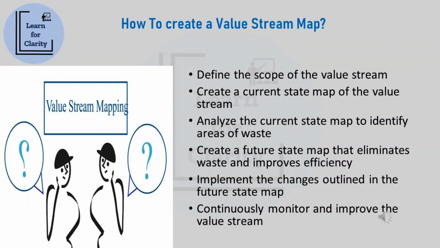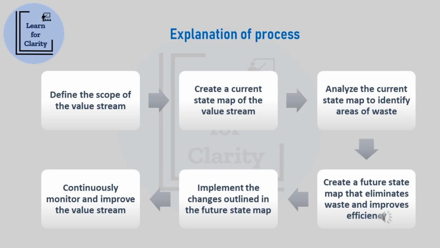To create a value stream map, you will need to follow these steps. Define the scope of the value stream. Create a current state map of the value stream. Analyze the current state map to identify areas of waste. Create a future state map that eliminates waste and improves efficiency. Implement the changes outlined in the future state map. Continuously monitor and improve the value stream. Let's take a closer look at each of these steps.